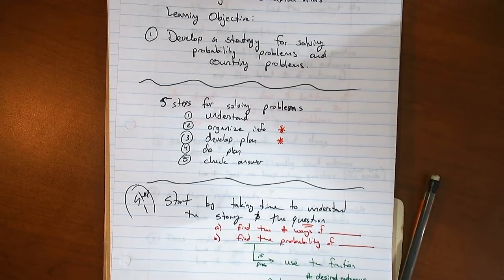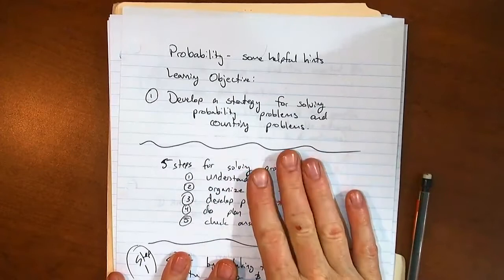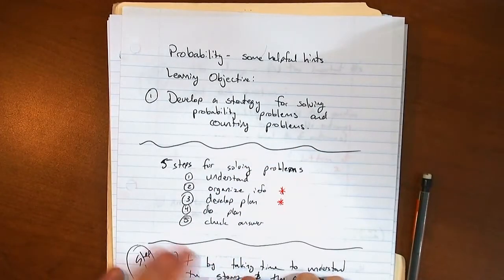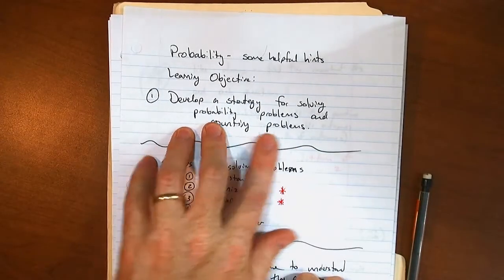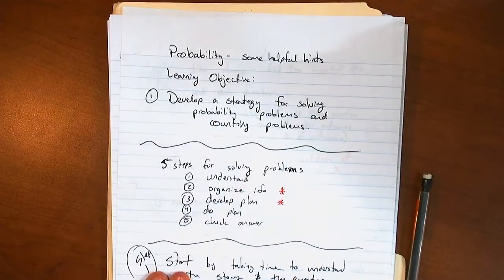All right. So with that said, I'm going to switch over to my piece of paper and we're going to wrap up the school year by continuing this discussion that we started last time. Developing a strategy for solving probability and counting problems. That's what we're talking about.